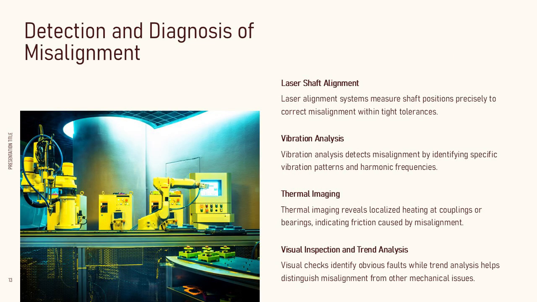Effective detection and diagnosis of misalignment rely on a combination of precision tools and condition monitoring techniques. Laser shaft alignment systems provide accurate measurement of shaft positions and allow correction to tight tolerances. Vibration analysis is widely used to identify misalignment-related vibration patterns, such as high axial vibration or specific harmonic frequencies. Thermal imaging can reveal localized heating at couplings or bearings, indicating excessive friction. Visual inspection remains valuable for identifying obvious issues such as coupling wear, looseness, or soft foot conditions.